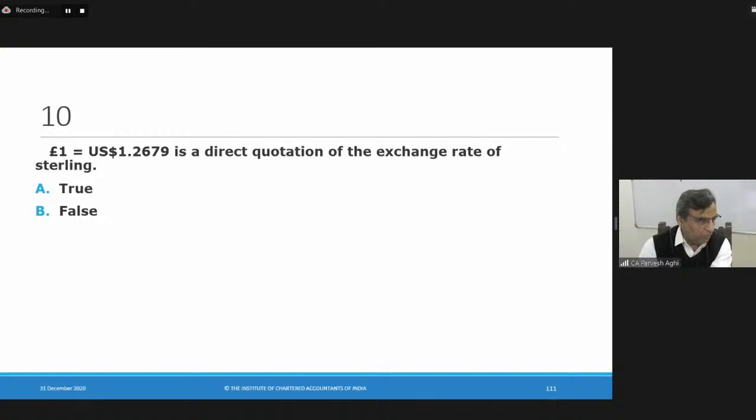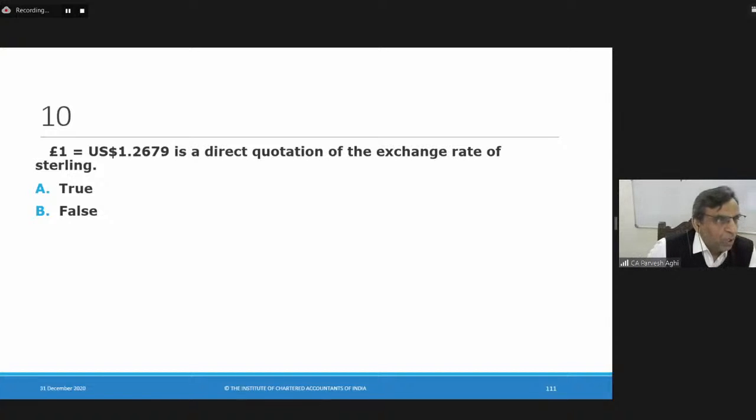Okay. So question number 10. The answer for question 9 was A. Yes, Sumit, you're also right. Chavi, you're also right. Ambika is also right for question number 9. But what about question number 10? Question number 10 is false. Why? Because if you look at the right hand side, what is it? Dollars. So dollar is the home currency, so it can't be a direct quotation in sterling. The answer is false.